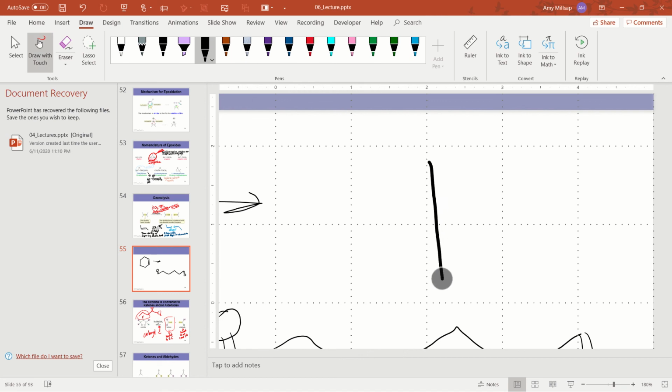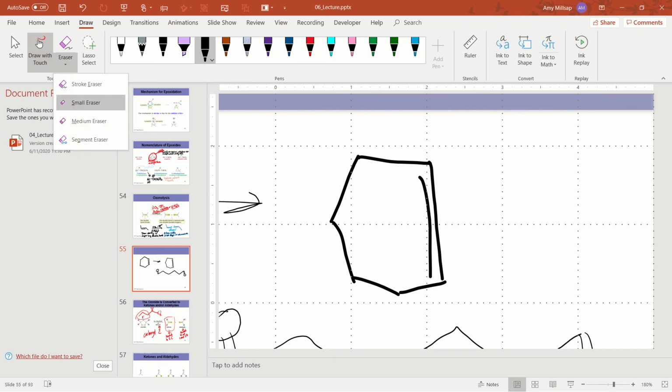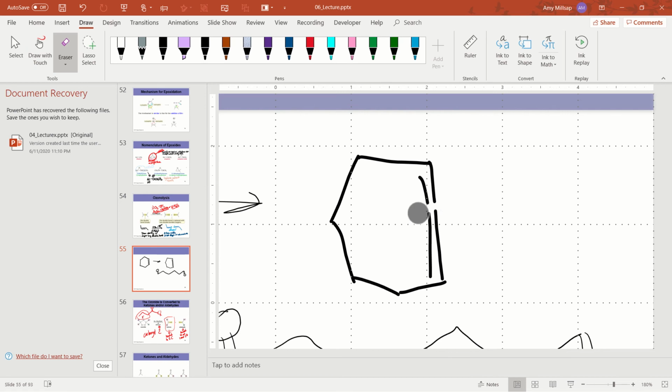So let's draw long, short, short, short, short, short. Okay, so now this pi bond is super long compared to the other single bonds. Step two, erase the middle of the bond. Step three, place an oxygen at both ends.